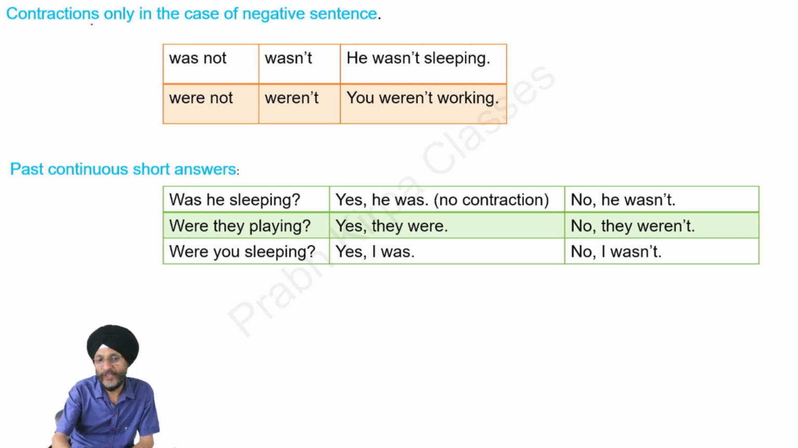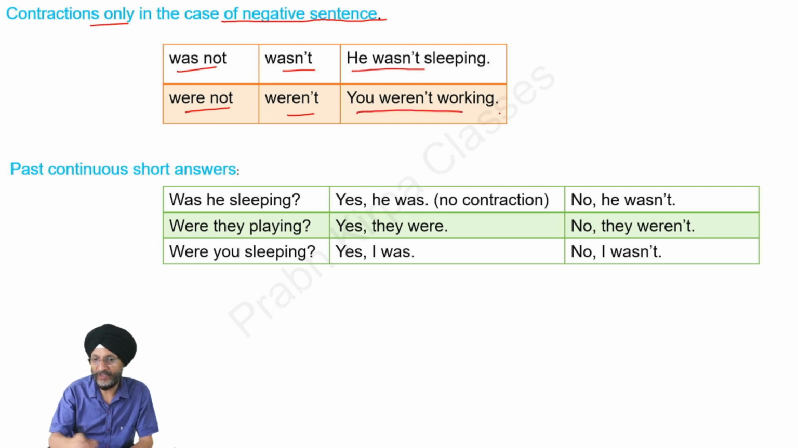Please note that we make contractions only in the case of negative sentences. In case of past continuous, was not becomes wasn't, were not becomes weren't. He wasn't sleeping, you weren't working.